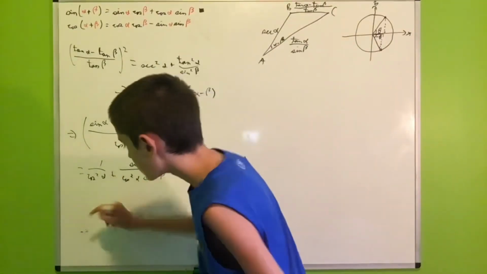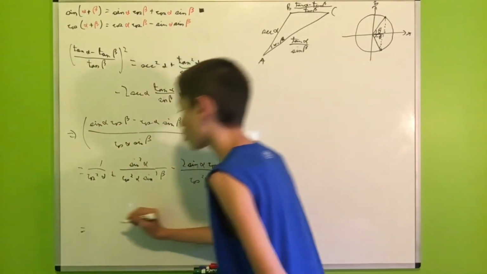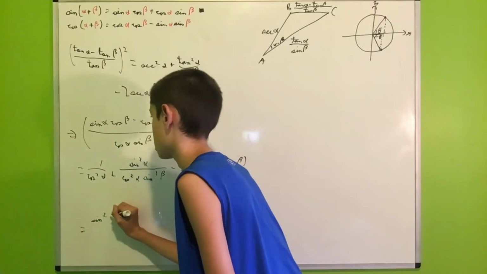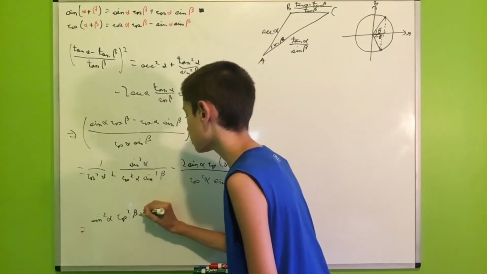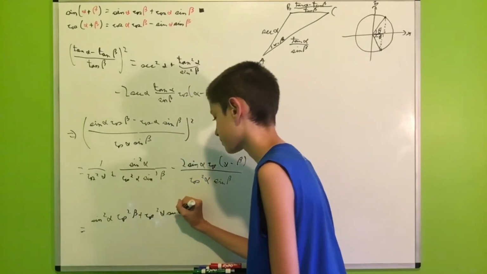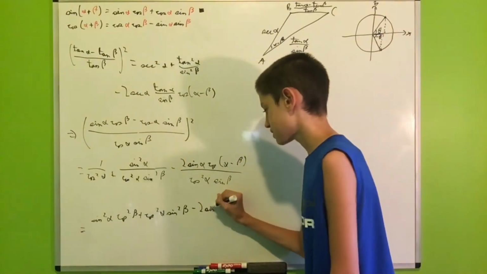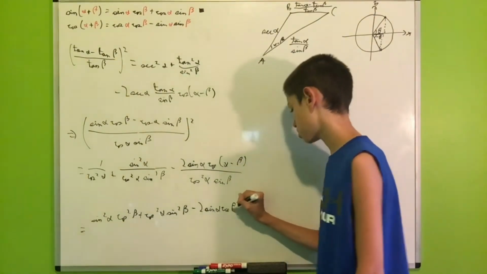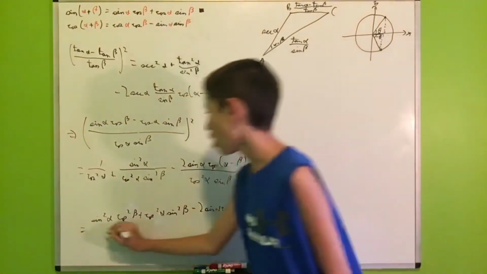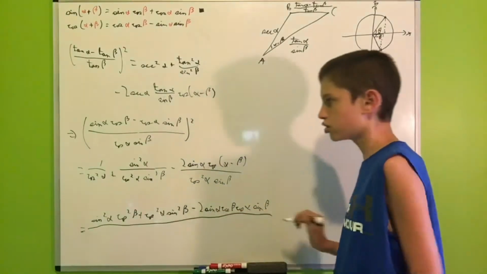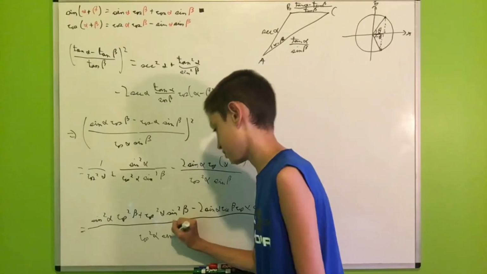And now I would like to expand this left hand side, so we will get that this will be equal to sine squared alpha cosine squared beta plus cosine squared alpha sine squared beta minus 2 sine alpha cosine beta cosine alpha sine beta all over the denominator squared, which is cosine squared alpha over sine squared beta.